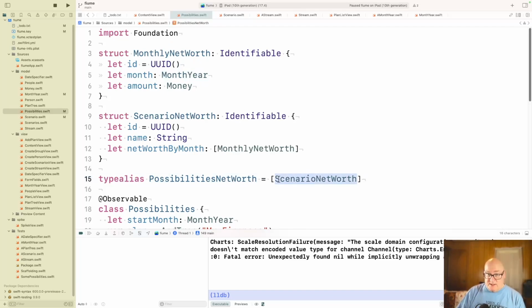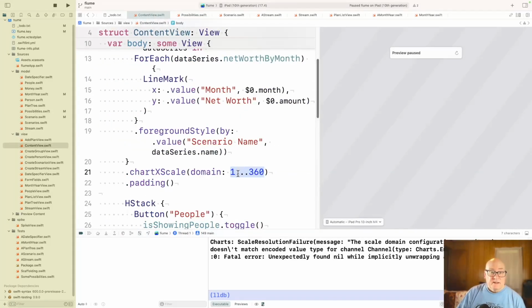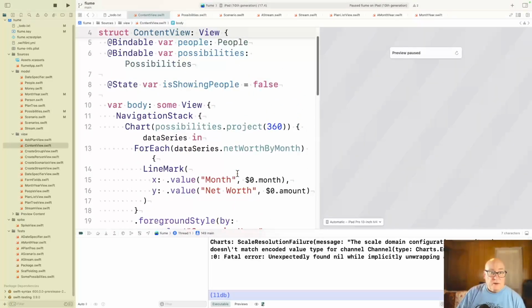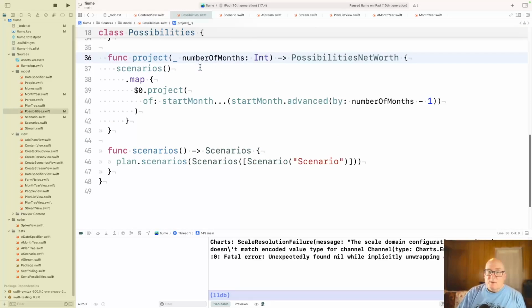So this is the total graph, net worth by scenario, and then net worth for 1 month. And so I think we should range over that. Now, where do we get that? Well, possibilities. Now, we did number of months.